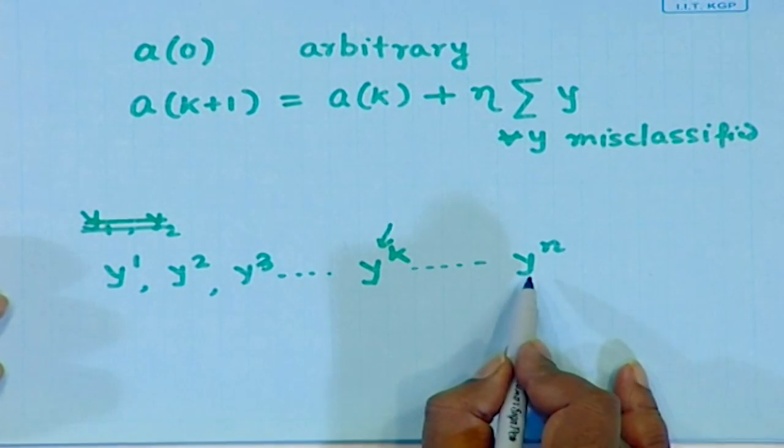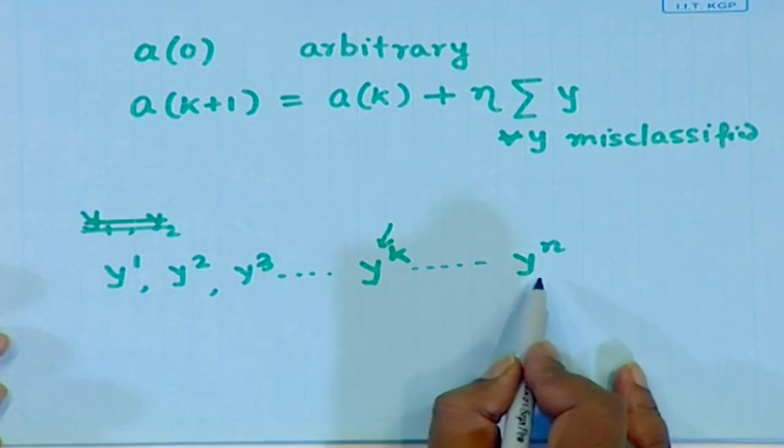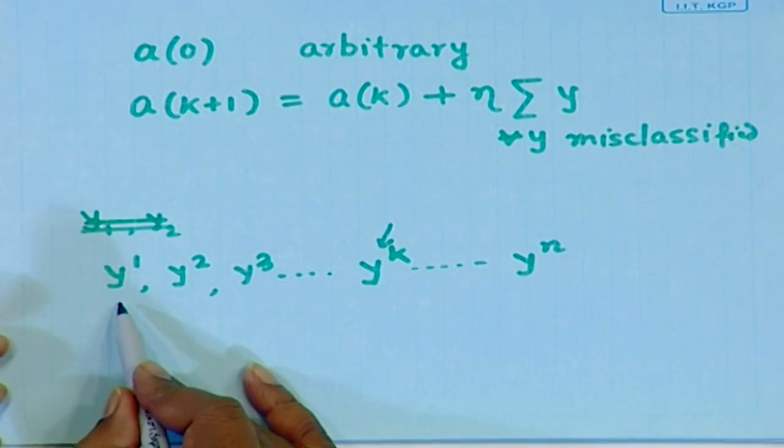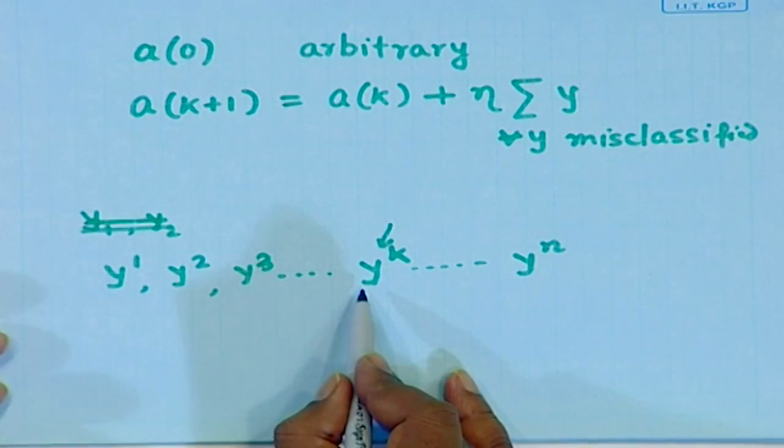Now, if all other samples are properly classified by this modified weight vector, I need not modify the weight vector anymore up to this yn. But I am not sure what happened to y1 to yk minus 1, because y1 to yk minus 1 were properly classified by the previous weight vector, and I have modified the weight vector when I encountered the kth sample. So, I am not sure whether this modified weight vector will also properly classify all these previous samples or not. So, I have to try it again.